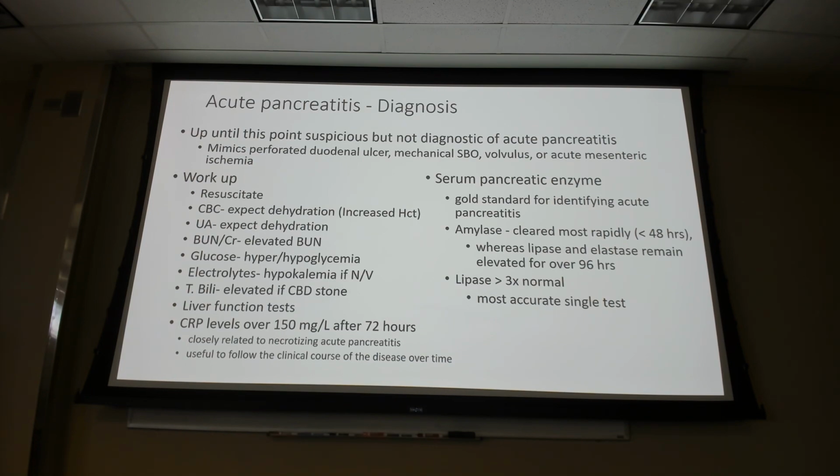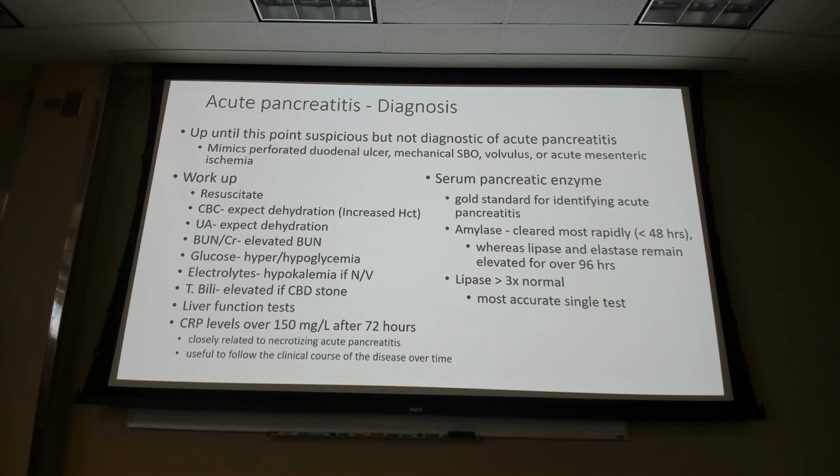And then what do we see on the labs? On our CBC, they can be hemoconcentrated, so you might have an increased hematocrit from the dehydration. That's very common. The urinalysis might have an increased specific gravity, which can be another sign of dehydration. And they could have an elevated BUN, which can be a prerenal sign of dehydration as well. So you look at your BUN to creatinine ratio, and if it's over 20 to 1, you can sometimes look at that. They may be hyper- or hypoglycemic.